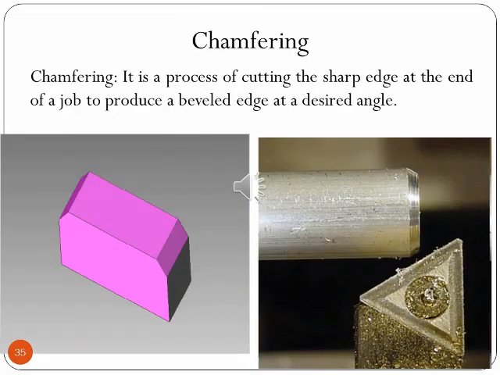The next type of operation is chamfering. This is done to remove the sharp edges. If sharp edges are there in the workpieces, they will tend to cut or damage the surfaces that come into contact with them. So in order to prevent that, we normally chamfer the edge of the workpiece. So chamfering is a process of removing the sharp edges at the end of the workpiece in order to produce a beveled edge at a desired angle. So it is done to prevent any damages to the parts that are coming into contact with the workpiece.